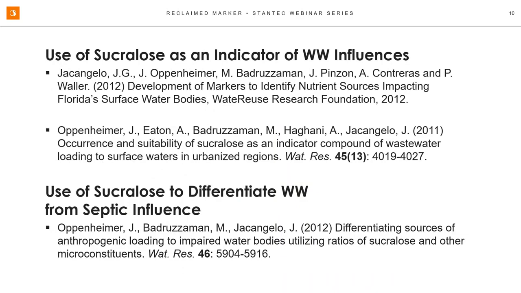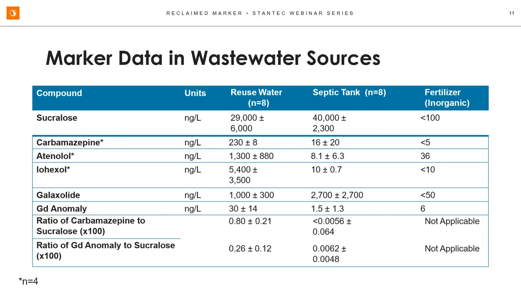We published a number of papers on use of sucralose as an indicator of wastewater influences and as an attempt to try to differentiate wastewater from septic influence. And these are just listed up here. These were some peer-reviewed publications that came out. And when we took an initial look at reuse water and septic systems and fertilizer and such other sources, what we saw right away was that sucralose is a great wastewater marker, but it can't distinguish between reuse water and septic.